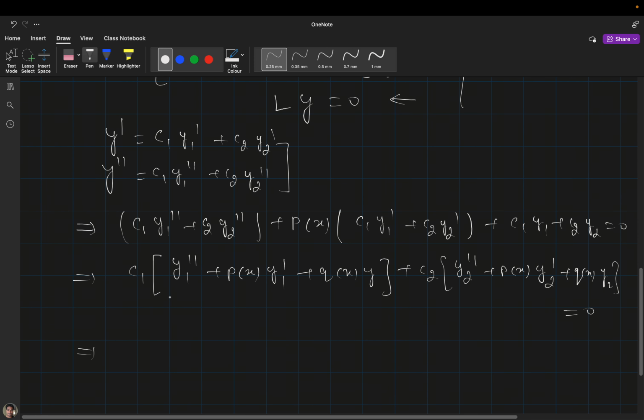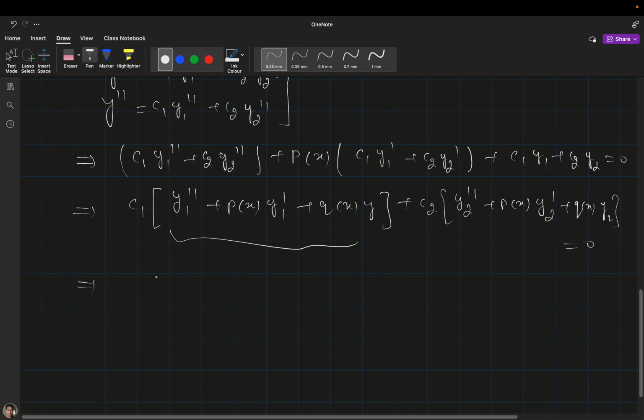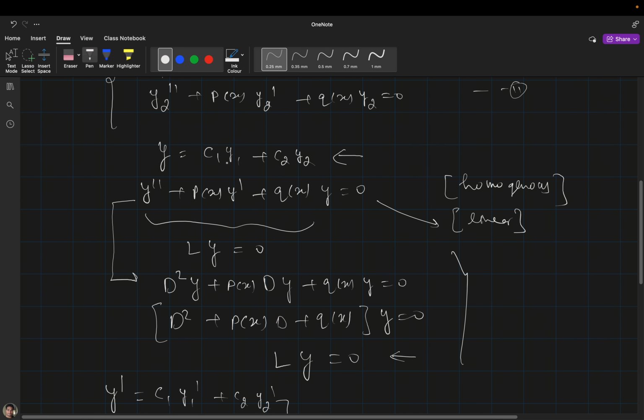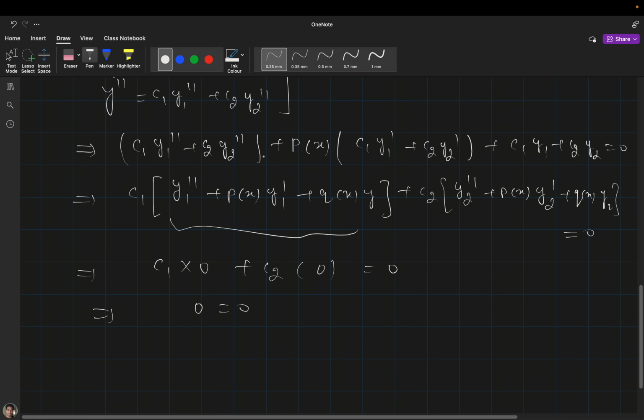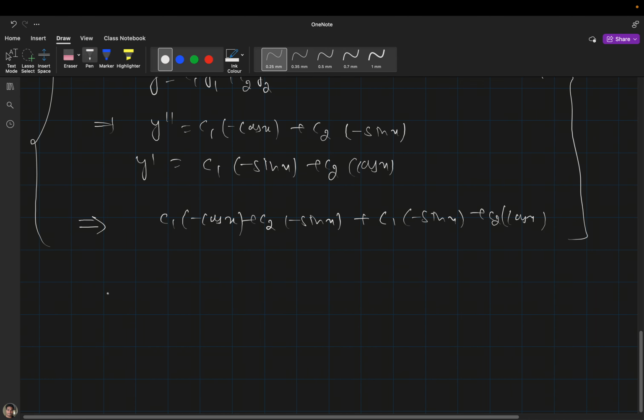Now you can see that since y1 is a solution, this equation is satisfied, so this one will be 0. Similarly for c2, this one will also be 0. So 0 equals 0, which means that this linear combination will also be a solution of that differential equation. So this is what that theorem says. Now is there any doubt here? Okay, so let's move forward. That is the initial value problem.